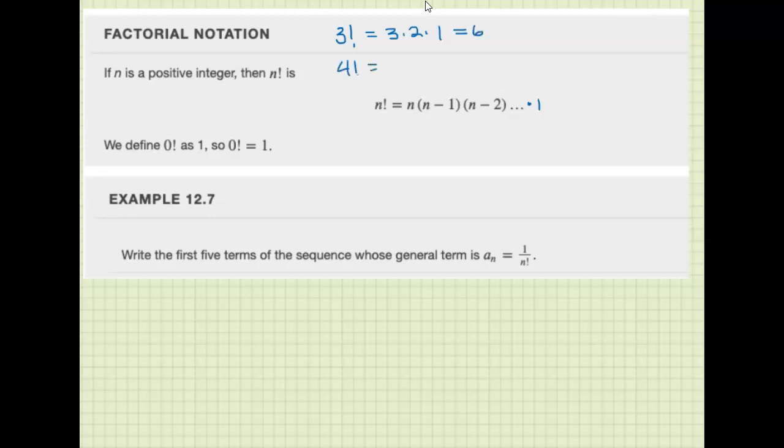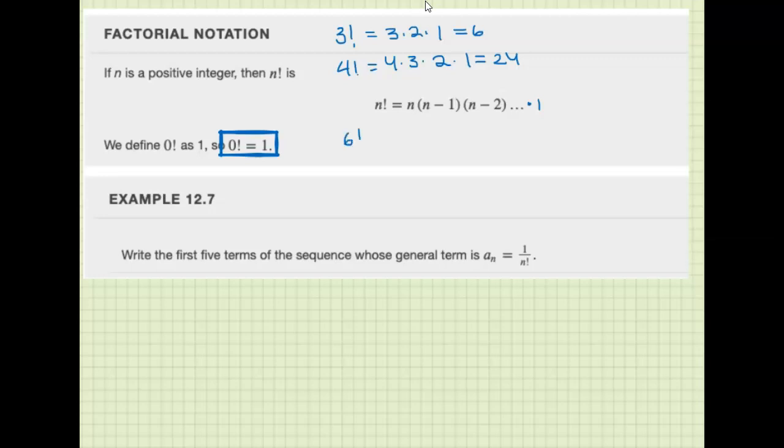4 factorial is 4 times 3 times 2 times 1. So we get 4 times 6, which is 24. It so happens that 0 factorial is defined to be 1. It just makes things work nicely. Let's do another one.